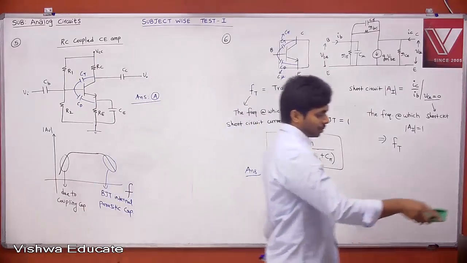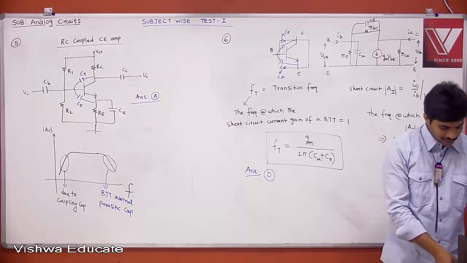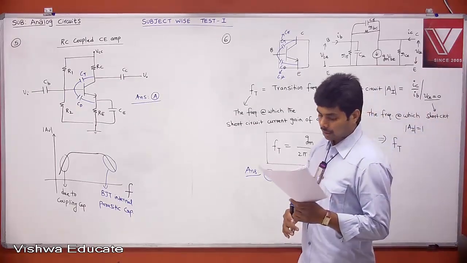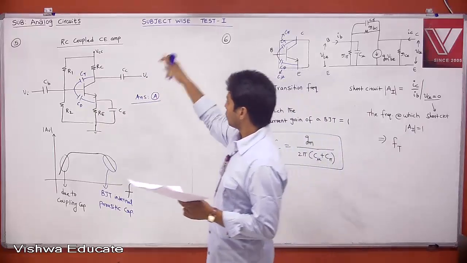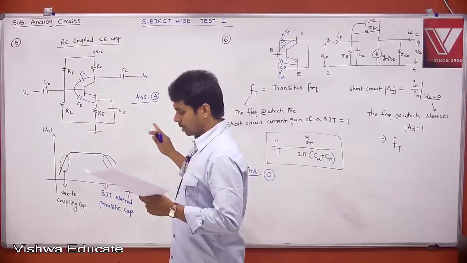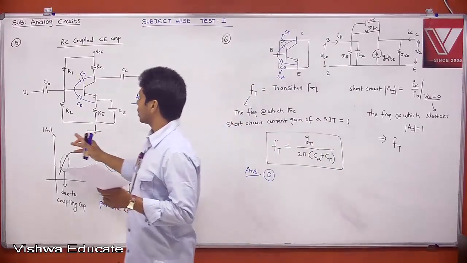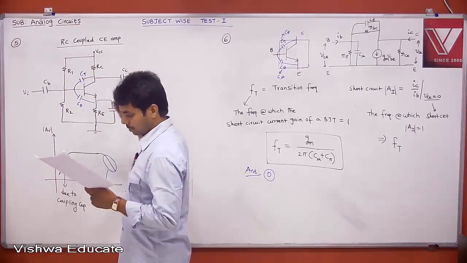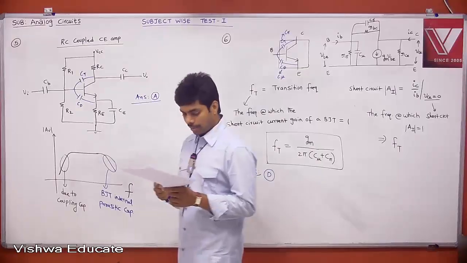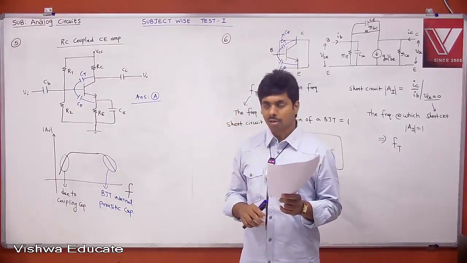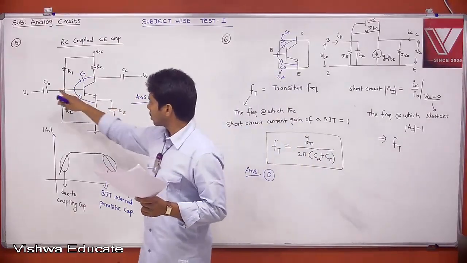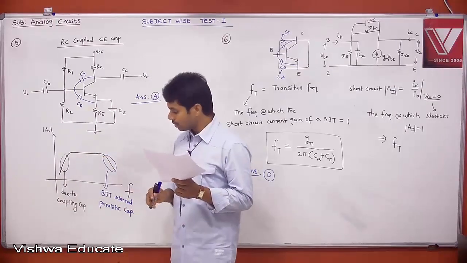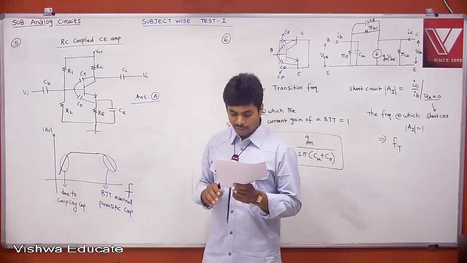What is problem number 7? In a multi-stage RC coupled amplifier, the coupling capacitor. This is a single stage. If you take multiple stages, what is a coupling capacitor? This is a coupling capacitor, this is also a coupling capacitor, this is also a coupling capacitor. Option A, limits the low frequency response. Yes, because of your coupling capacitors only, your low frequency response is limited. Limits the high frequency response? No.